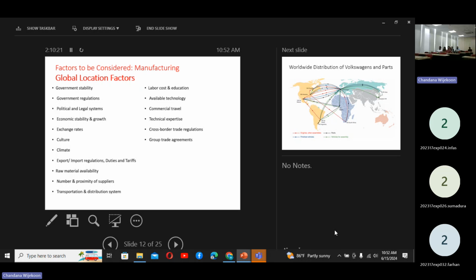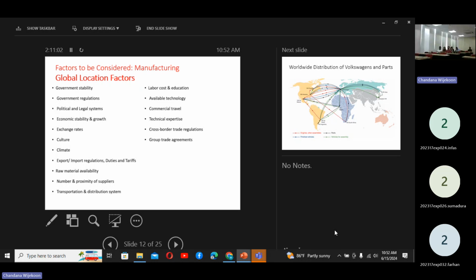We can classify them as global location factors because when you evaluate different regions of the world, location factors are group agreements. You may have foreign trade countries. There can be bilateral agreements between Sri Lanka and India. We have trade agreements, bilateral. Likewise, within regions or between regions, trade agreements, based on which they can get a lot of advantages.